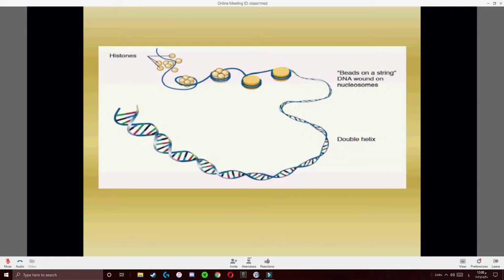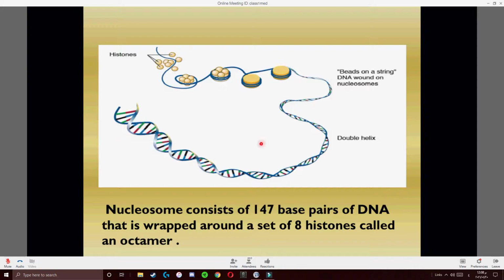What is the structure of nucleosome? The nucleosome consists of 147 base pair of DNA that is wrapped around a set of 8 histones that is called octamer. إذا جزيئة النيوكليوسوم اللي تتألف من شريط الدي ان اي اللي يحوي على 147 زوج قاعدي اللي يلتف حول 8 جزيئات من الهستون واللي نطلق عليها الأوكتامير.